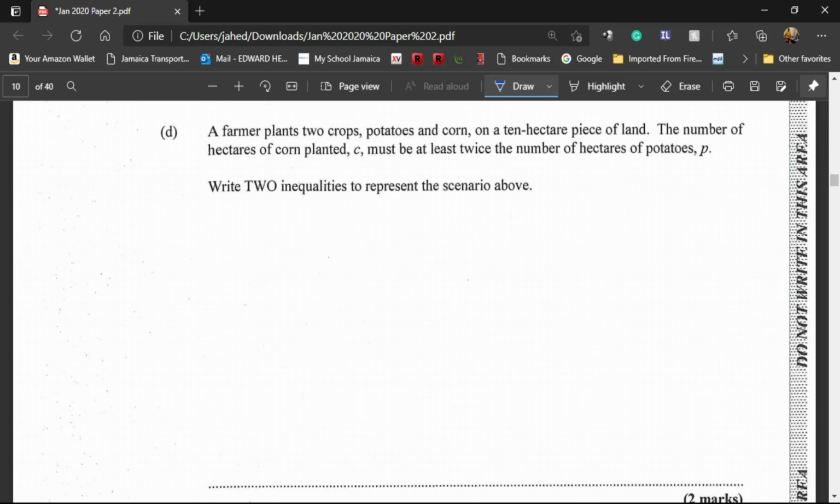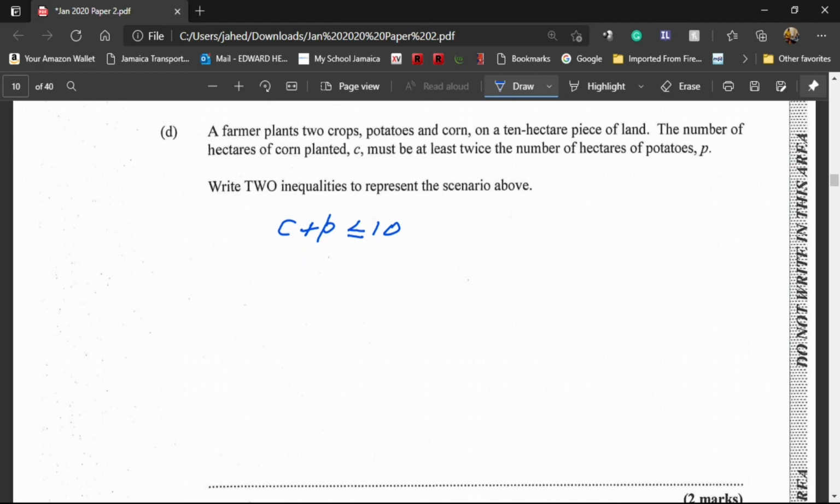Let us look at the first scenario. What do we know? That the area of potatoes plus the area of corn must be equal to 10 or less than 10. So we're going to write that in algebraic terms. C is for the area of corn plus the area of potatoes. We say it must be less than or equal to 10 hectares. So this will be our first inequality.